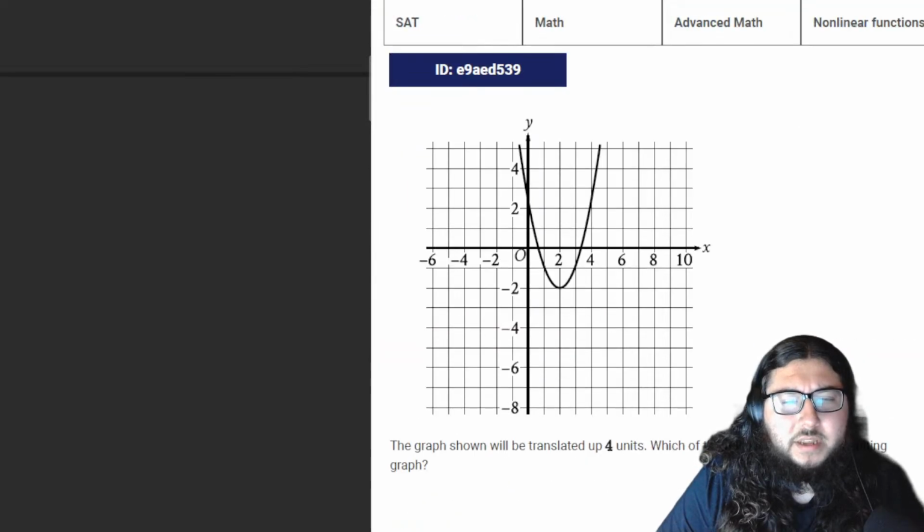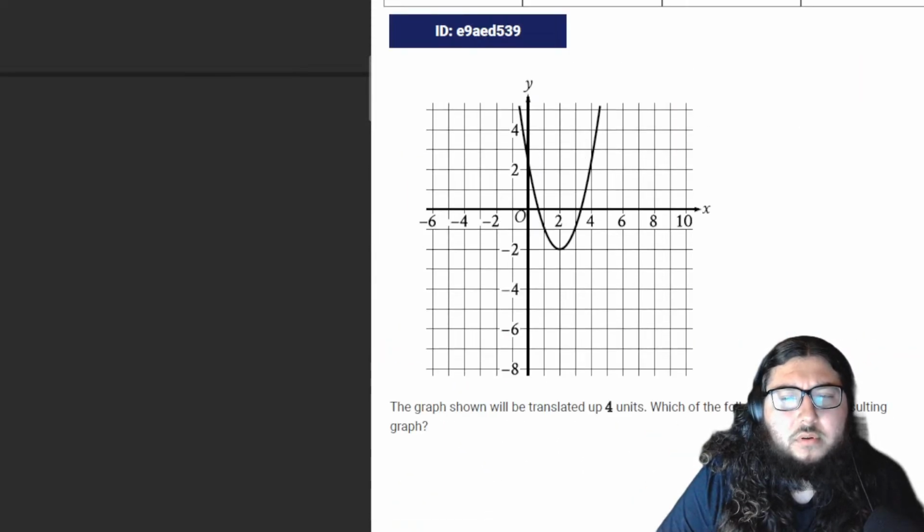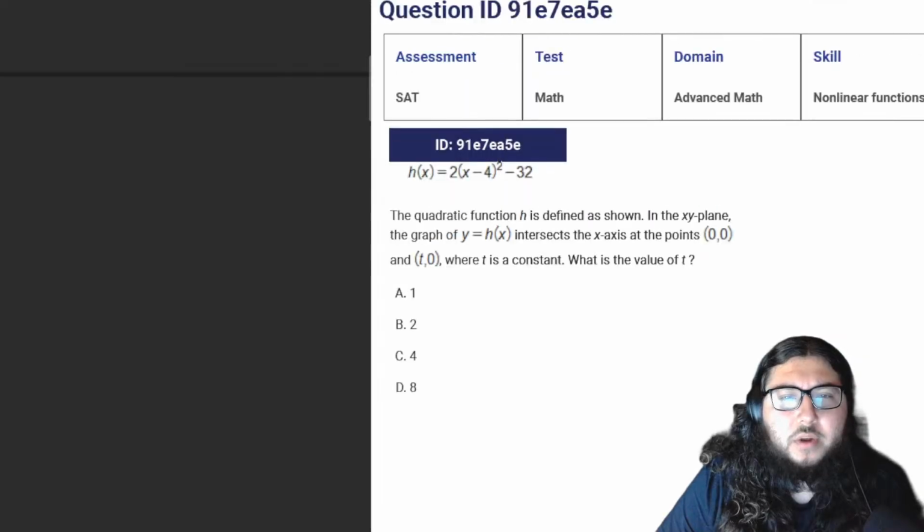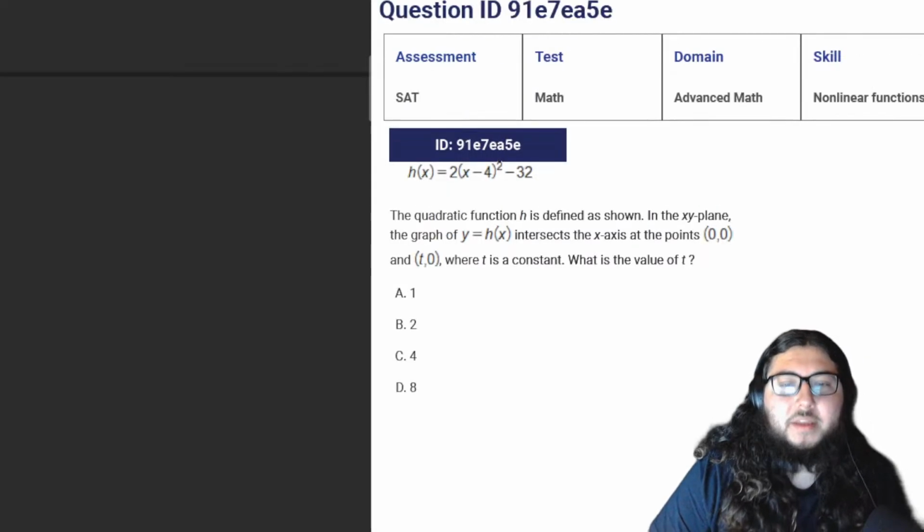Are we looking at the same graph? These are two separate questions. Okay, now that makes sense.